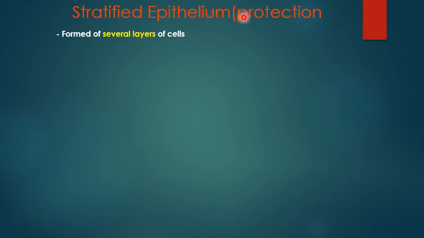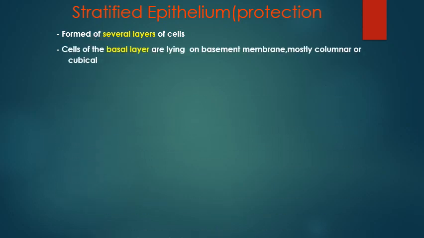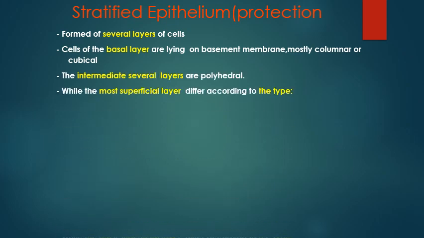Stratified epithelium, the main function is protection. What do I mean by stratified epithelium? More than one layer. The basal cells lying on the basement membrane are mostly columnar or cubical in shape. The intermediate cells are polyhedral and the most superficial differ according to the type.